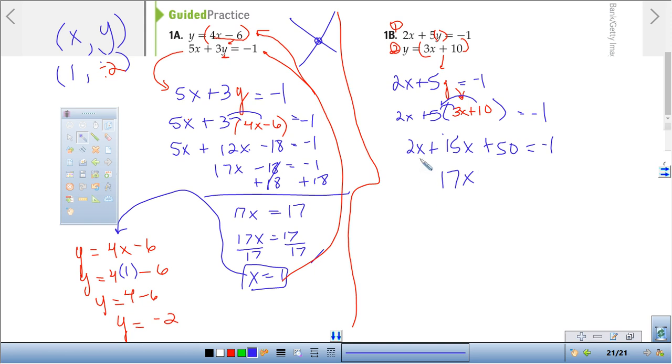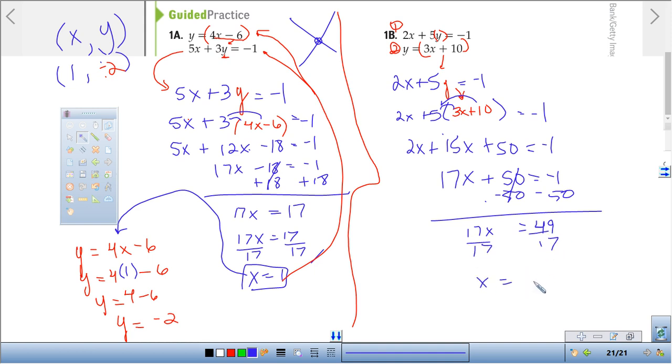Well, let's see what happens. Plus 50 equals -1. Yeah, that's good. 17x, okay, minus 50, minus 50. This gives me 17x, cancels out, right? Is equal to a negative, sorry, a 49. Oh, that's good. Divide by 17, x equal to, ooh, I don't even know.